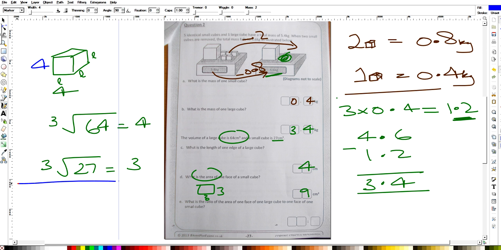Whoa, wrong thing. So 16 ratio 9 is what we start with. Can we cancel that down by any way? No. Then that is the answer. Finished. End of question 2.